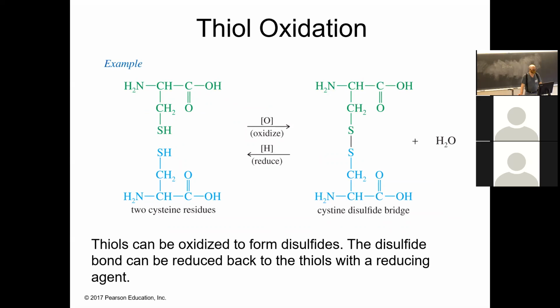Okay, thiols have some reactions that are unique, and we don't have anything analogous for oxygen. This is one such reaction, and that's mild oxidation of thiols. This forms a disulfide. Over here we have carbon, sulfur, sulfur, carbon. That's a disulfide.